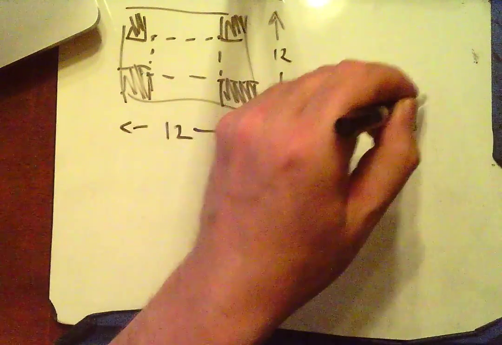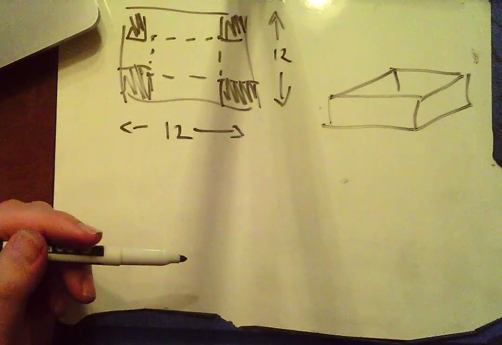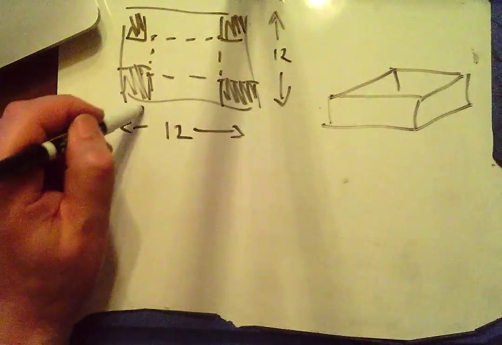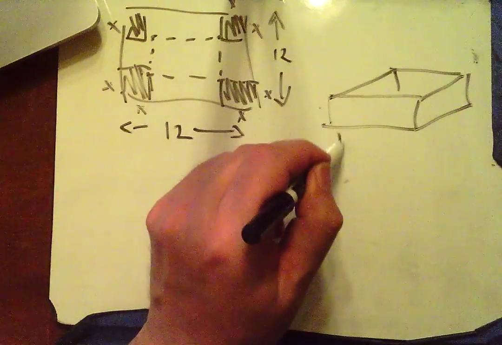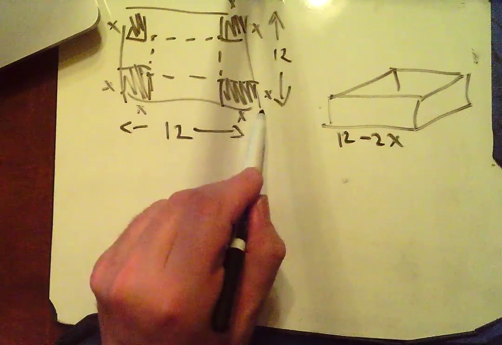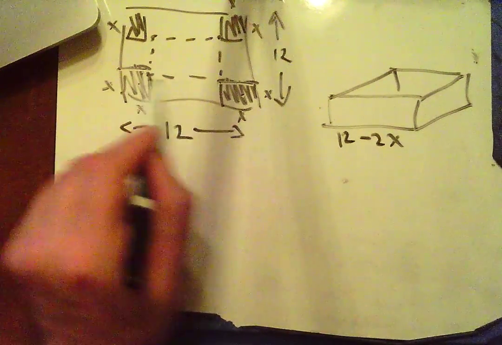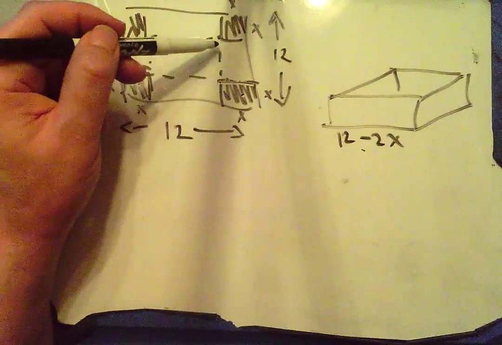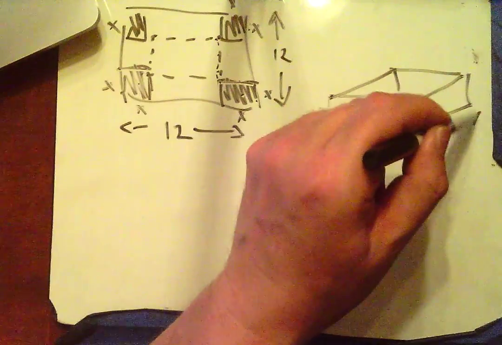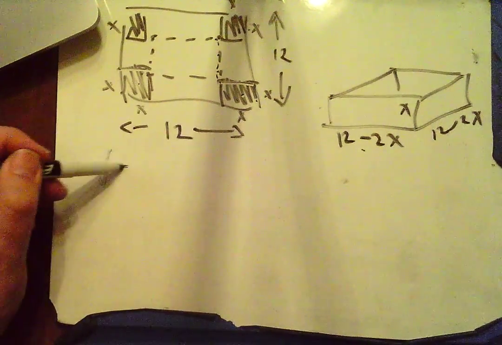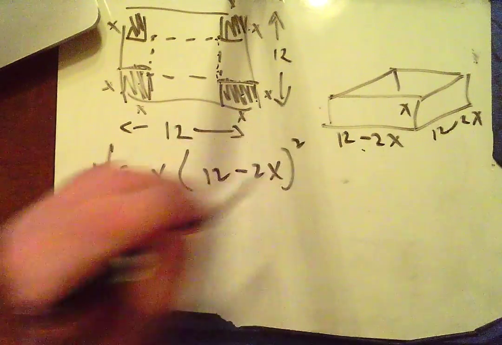So I'm going to fold up the flaps, and I'm going to get this open-topped box. These are the same size. And so we can say this is 12 minus 2x, right? Because here's 12, and here's an x, and 12 minus this will get me this piece here. I do the same thing over here and say that this part of the box is 12 minus 2x, and here's an x. So my volume is going to be x times 12 minus 2x squared.